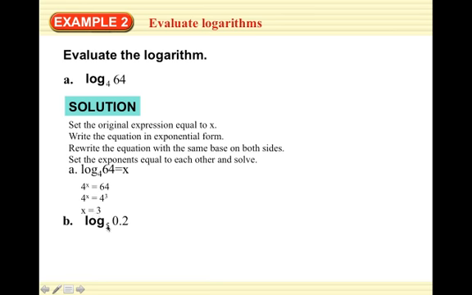Okay, I've got the log base 5 of 0.2, so I'm going to go through the same process. I'm going to set it equal to x. Then I'm going to rewrite my equation in exponential form, so I'm going to swoosh it. I'm going to have 5 to the x equals 0.2. Well, 0.2 is equal to 1/5, which is the same thing as 5 to the negative 1 power. So I'm going to rewrite 0.2 as 5 to the negative 1. Now I have an equation with the same base on both sides, so I can set my exponents equal to each other, so x must equal negative 1. So the log base 5 of 0.2 is equal to negative 1.